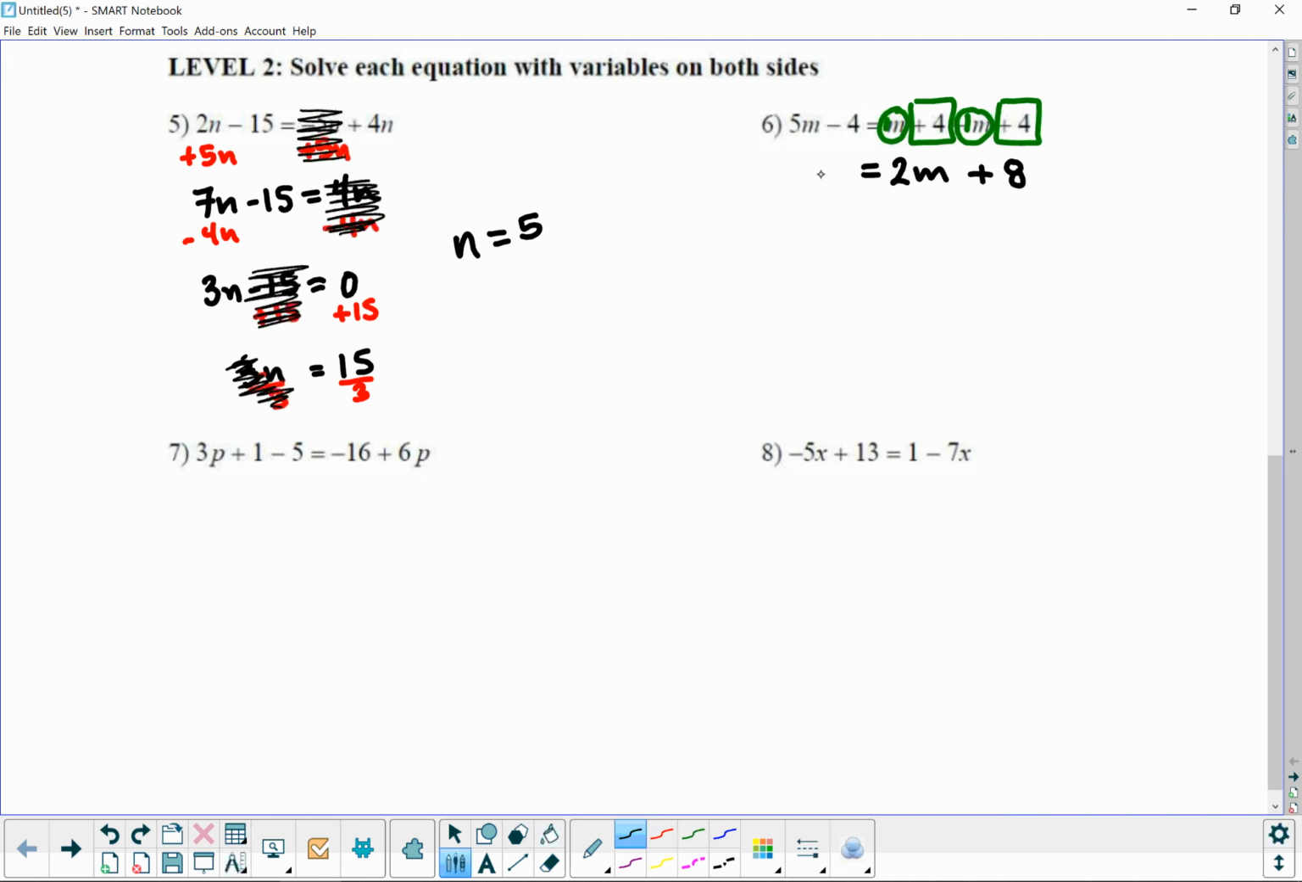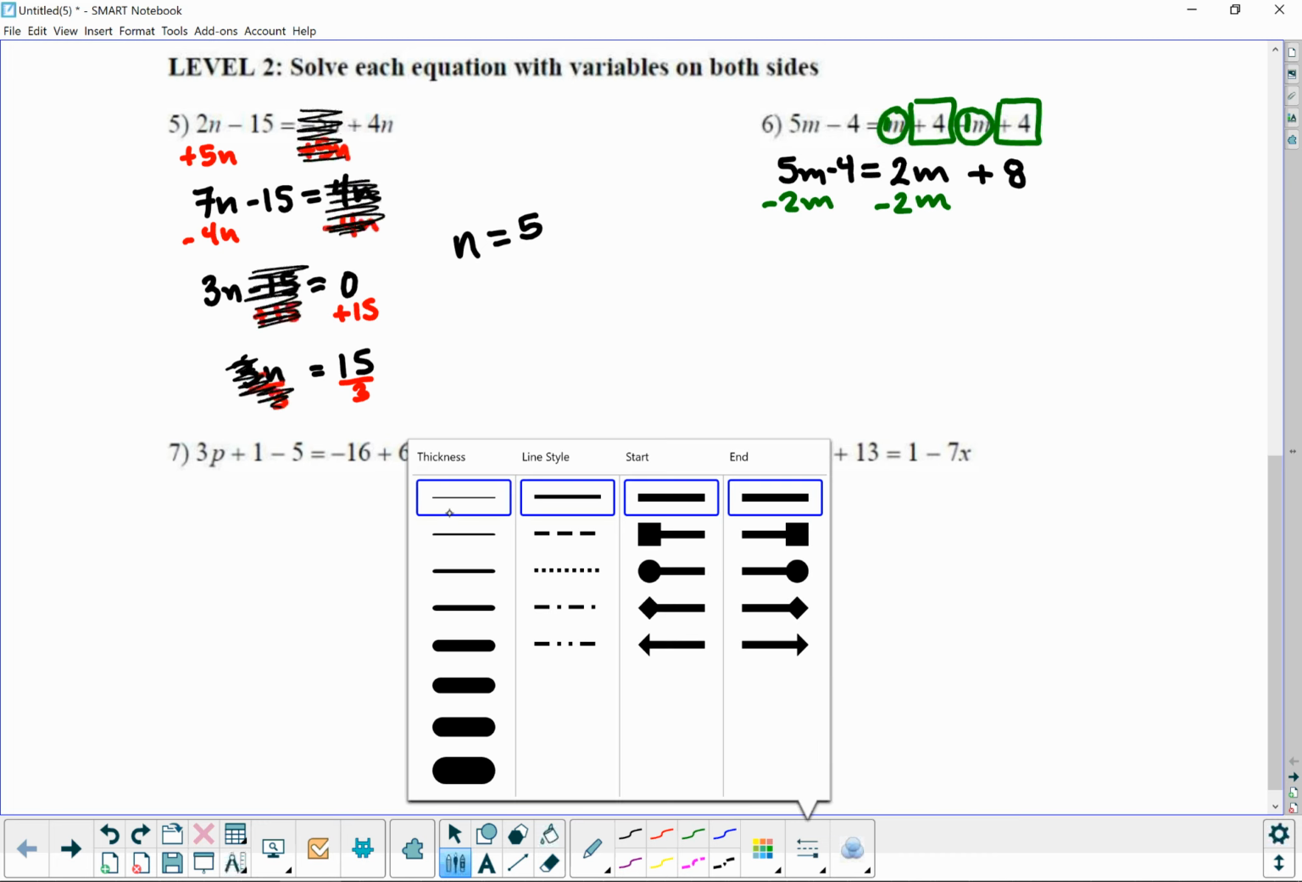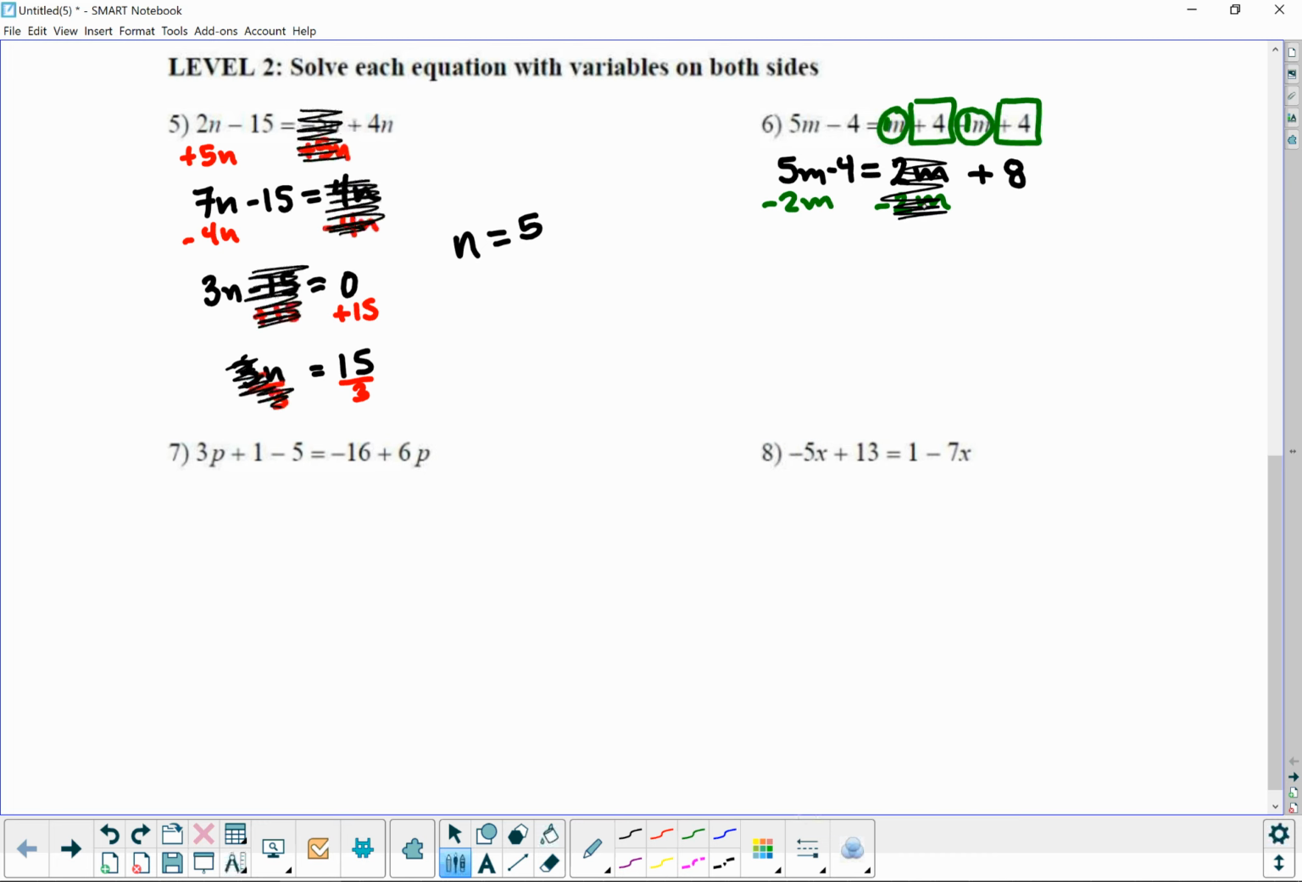Then I'm just going to copy the left-hand side, 5m minus 4. Again, I'm going to look at which one's bigger, the 5m or the 2m, and the 5m is bigger. So I'm going to remove that 2m by doing the opposite, which is minus 2m and minus 2m. That's going to allow me to cancel my 2m's out. And that gives me 5m minus 2m is 3m minus 4, which equals 8.